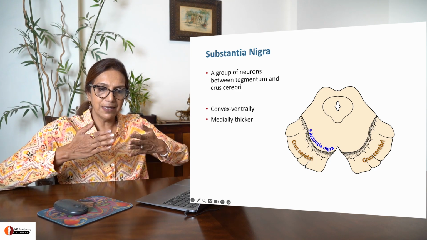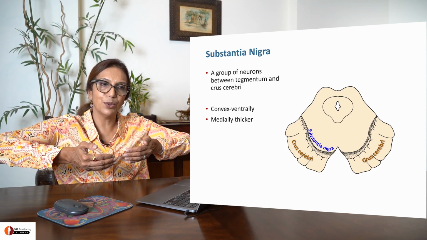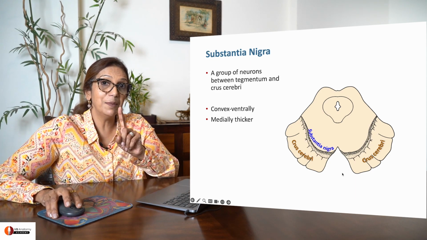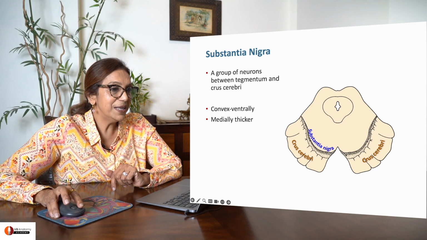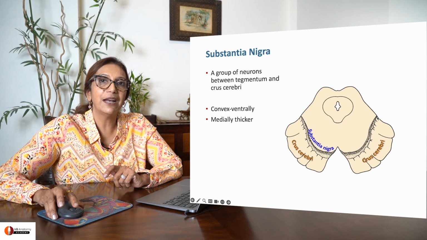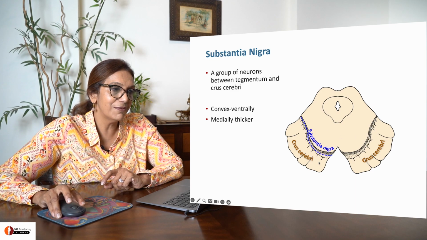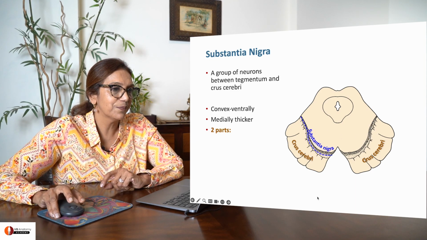They are situated in a convex manner, okay, with a frontal convexity, and medially they are much thicker. Remember I told you when you were drawing? So medially they are much thicker than the lateral placement of cells. This is the convexity you will encounter.